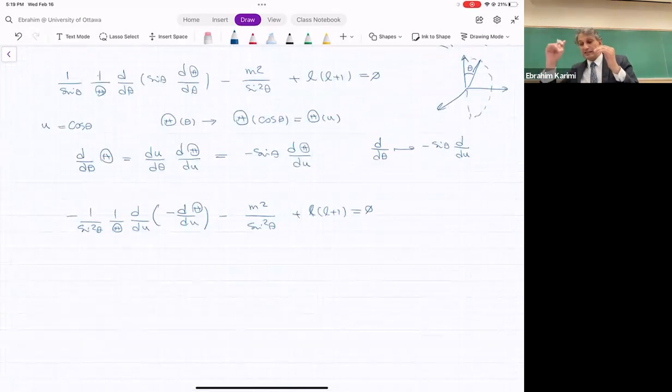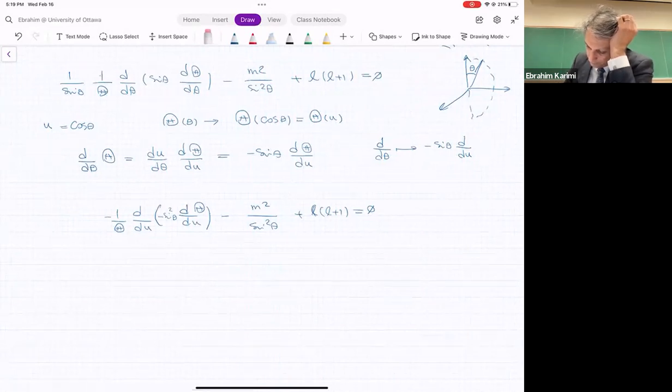Now, sine d theta, I replace it by d theta. Oh, yes, it will be sine square. Sorry, my bad. Thank you very much. D theta, the other one doesn't have. No, okay. Minus sign. Thank you.